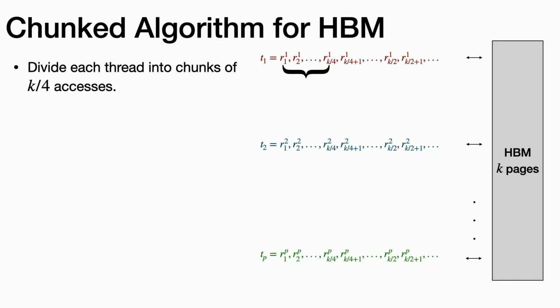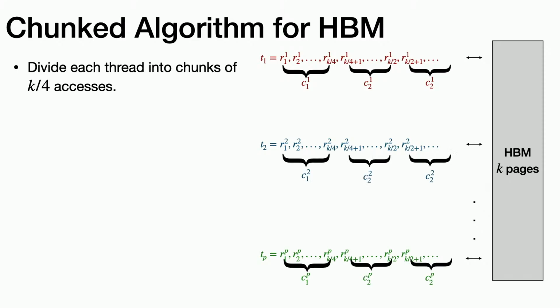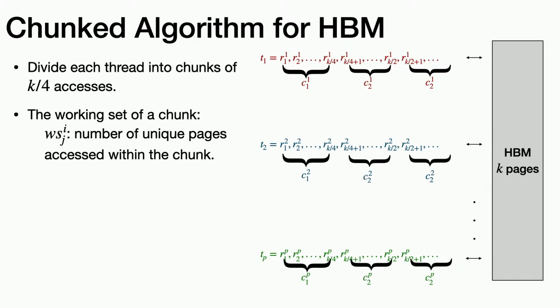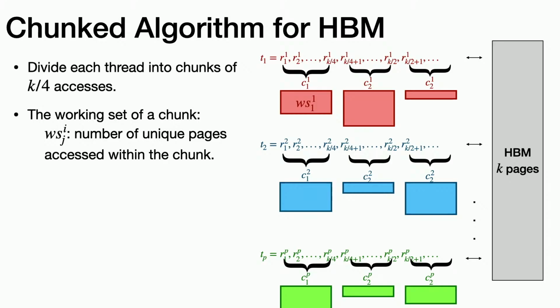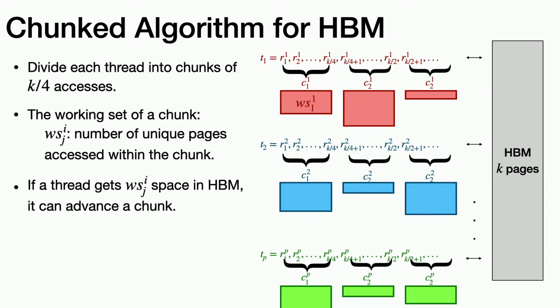So I look at the first K over 4 accesses, and that's a chunk. The next K over 4 accesses is the next chunk, and so on. For all threads, we can imagine these chunks. And the working set of a chunk is the number of unique pages accessed within that chunk. So the working set might be different. In this chunk, this thread accesses the same pages over and over again, so its working set is small. This working set is large because maybe it accesses many different pages. So there are various working sets for each chunk.